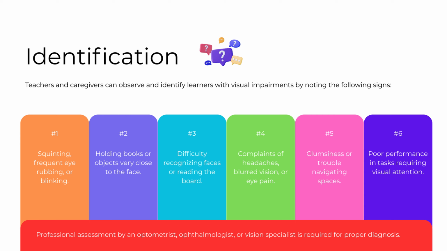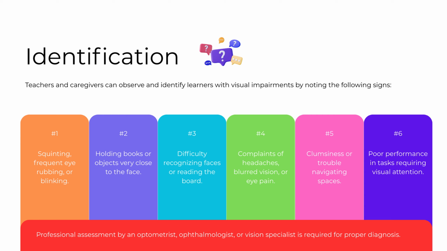The second sign is holding books or objects very close to their faces. This is a classic sign of nearsightedness or myopia, where the child can see clearly up close but struggles to see things farther away. This helps them see the words clearly, but it's not normal behavior. It means their eyes cannot focus well from a typical distance.